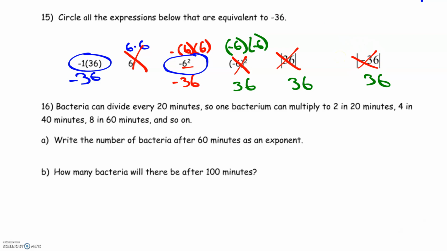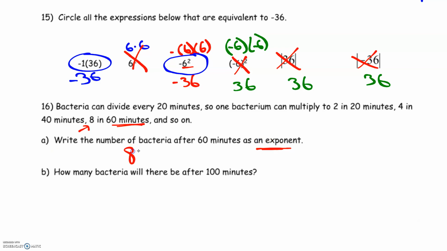Now on to question number 16. Talking about bacteria that can divide every 20 minutes. So one bacterium can multiply to 2 in 20 minutes, 4 in 40 minutes, 8 in 60 minutes, and so on. They want us to write the number of bacteria after 60 minutes as an exponent. The beautiful thing about this question is that directly in the question for 60 minutes, they tell us that the number they want is the number 8. So they want us to express that number 8 as an exponent.